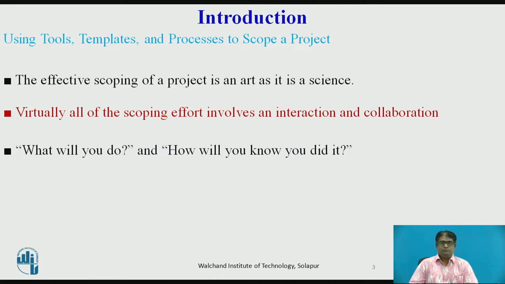Here, virtually all scoping efforts involve an interaction and collaboration between the client, who is requesting a service or a product, and the project manager, who is providing the service or product. That collaboration can be very informal. Here, in both cases, a document is prepared that answers the questions: what will you do and how will you know you did it. The nature of that relationship will contribute to how the scoping effort proceeds and how successful it is.